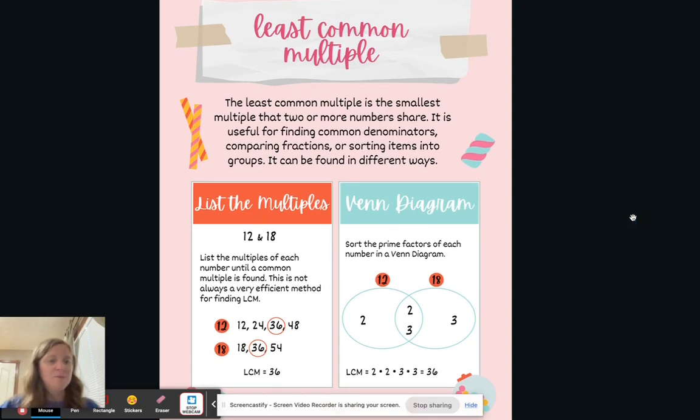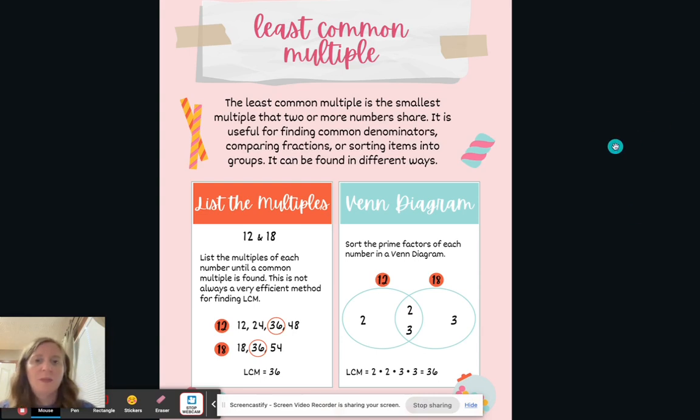And oftentimes we find these things easy to do. However, we forget the difference between greatest common factor and least common multiple, especially when we ask, what's the GCF and what's the LCM? So think of those words: greatest common factor, least common multiple. When we're looking at factors, we're thinking division. When we're looking at multiples, we're thinking multiplying.